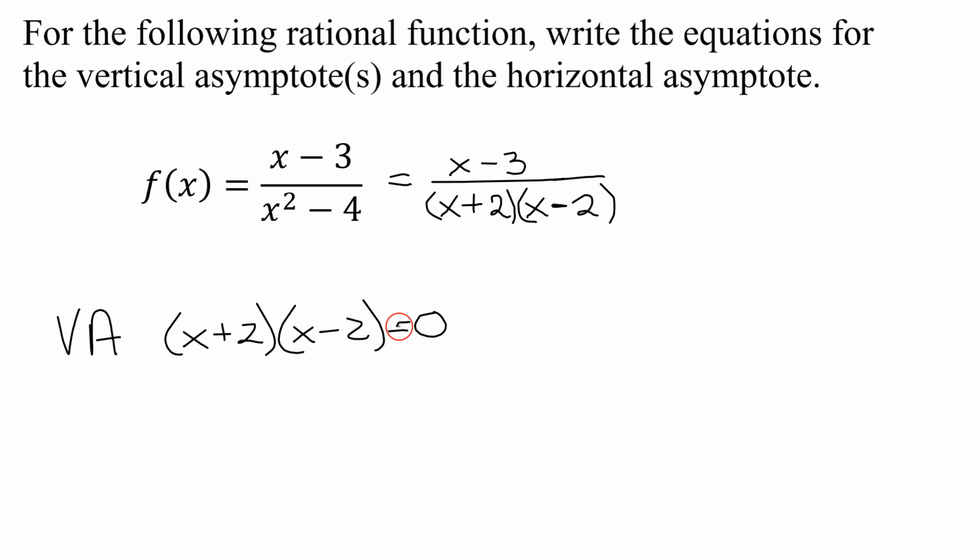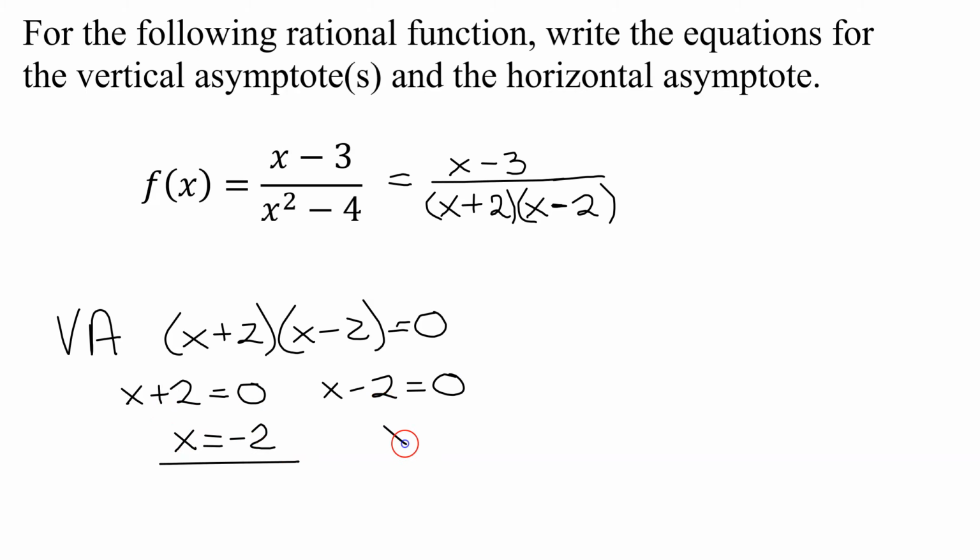So two things multiplied together equals 0. Set each of them equal to 0. So I get x plus 2 equals 0 and x minus 2 equals 0. From the first one, subtract 2 from both sides. I get x equals negative 2. And the second one, add 2 to both sides. You get x equals positive 2. So these are the equations of my two vertical asymptotes.